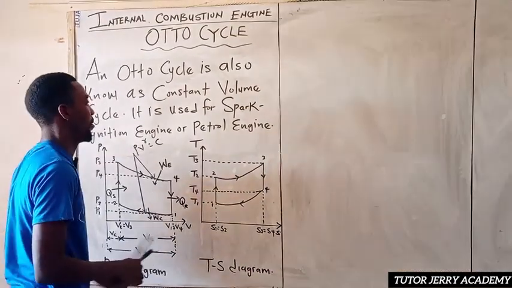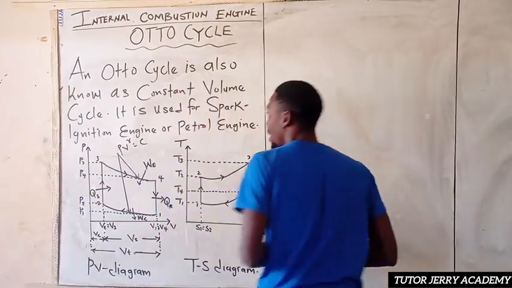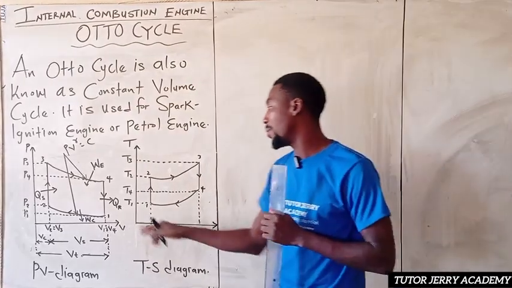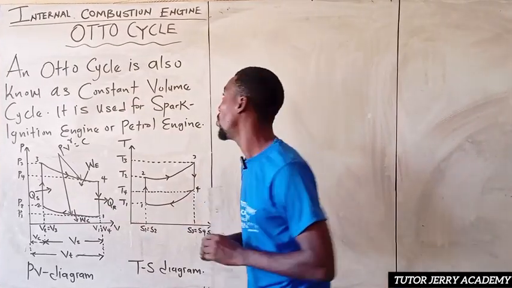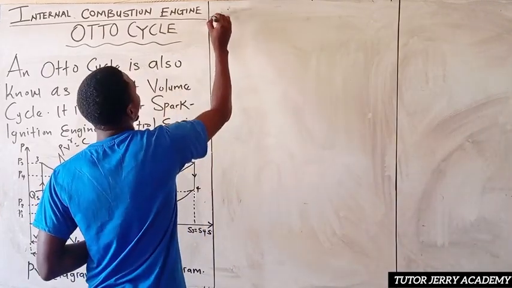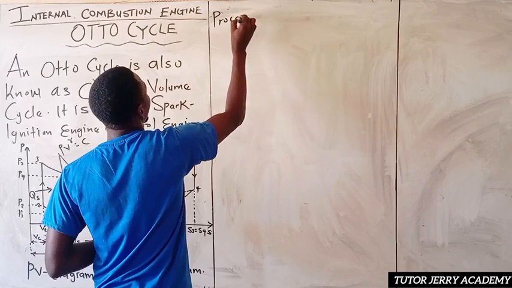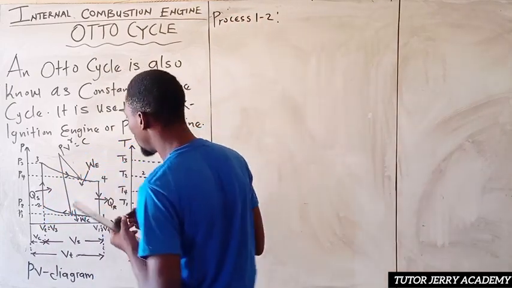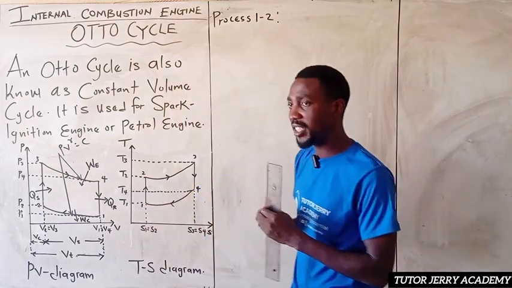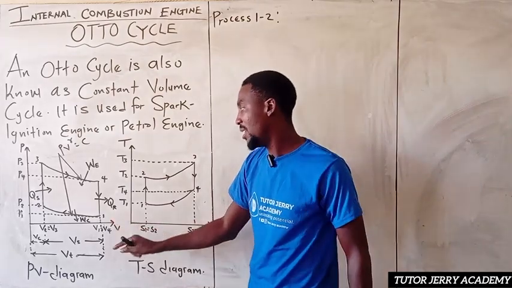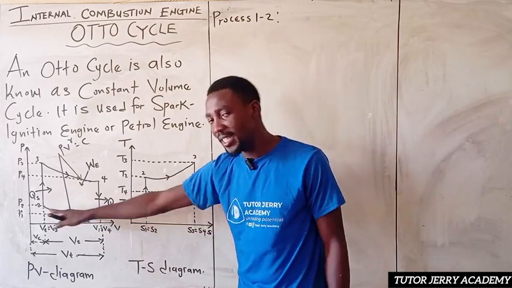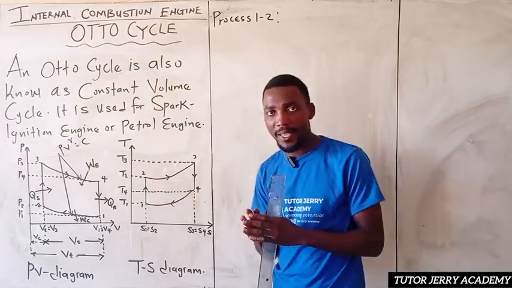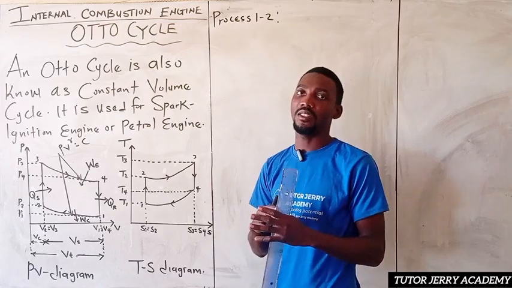All right. So that is it. So let's write all the four processes out. From process 1 to 2. Process 1 to 2 is nothing but what? It's nothing but adiabatic/isentropic compression process.